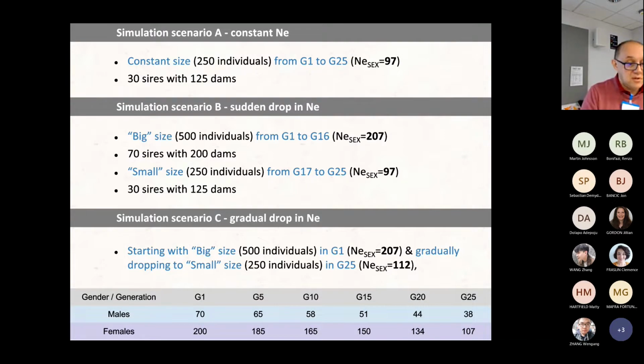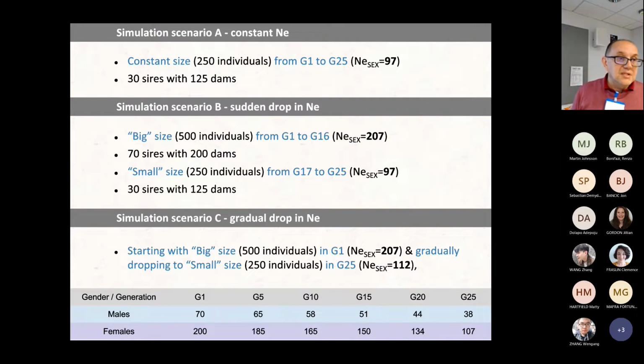And we had 3 scenarios. In scenario A, we had constant size over 25 generations; by the sex ratio, the effective population size would be 97. Then we had scenario B, a sudden drop. We would have a very big population up to generation 16, 207 in sex ratio, and then we would drop it to the 97 of the first simulation. So this is like a catastrophe or bottleneck where the population dropped and continued at the lower level.